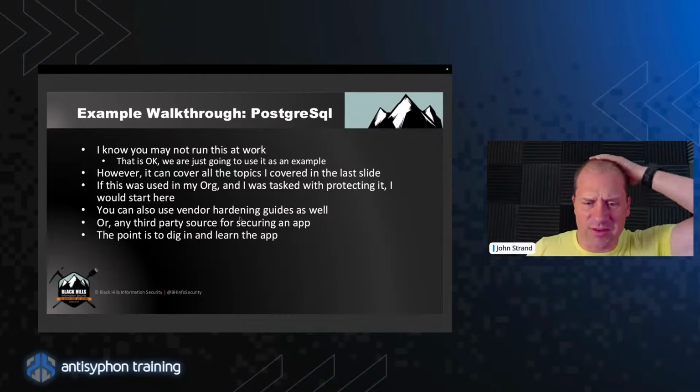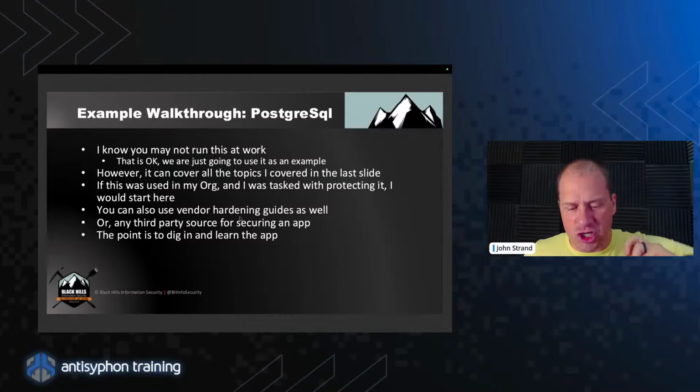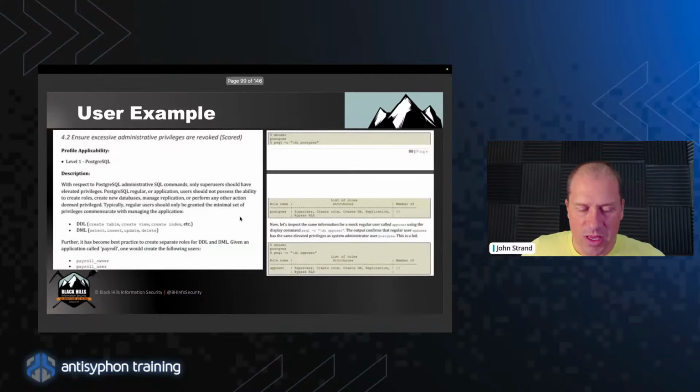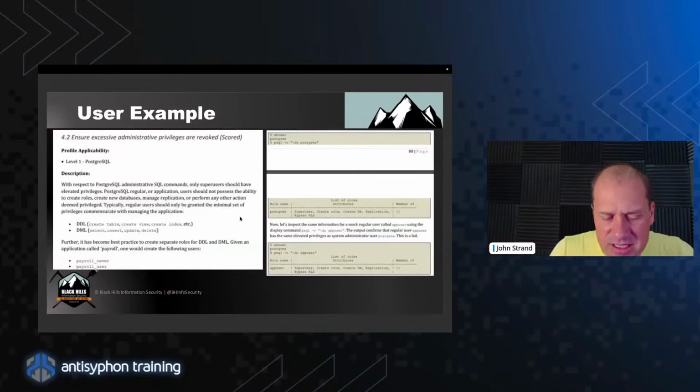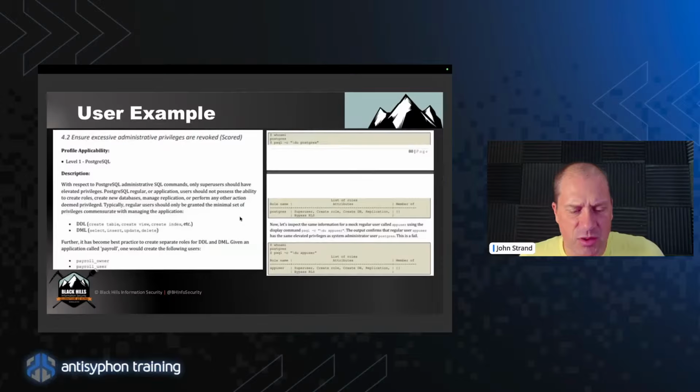And I just want to show you how some of these things show up, how you can read them into being important, and how you can use them to learn as well. So here's a user example. They have this nice description: with respect to PostgreSQL administrative SQL commands, only superusers should have elevated privileges.